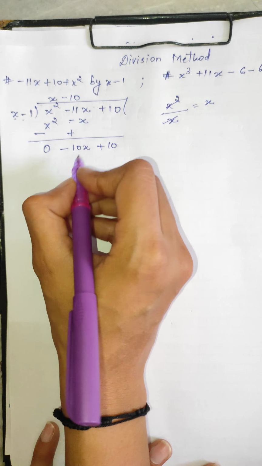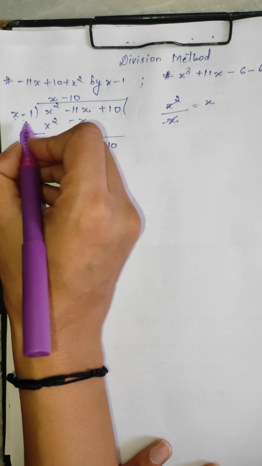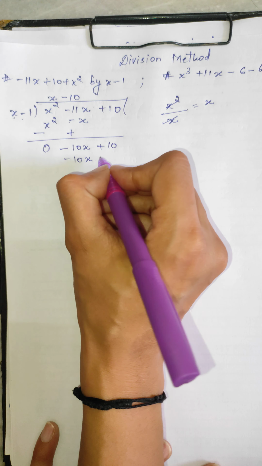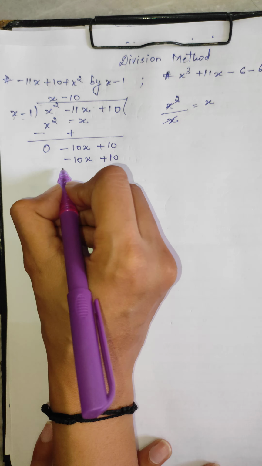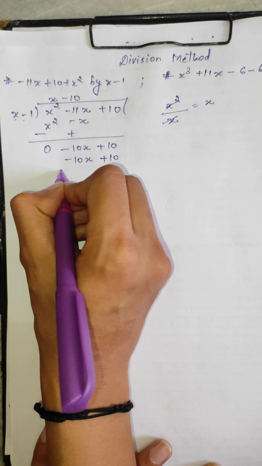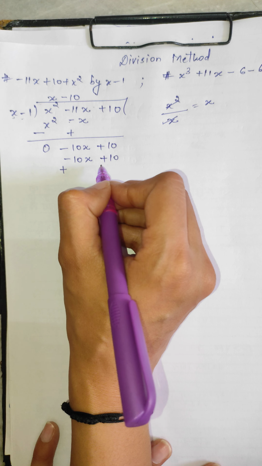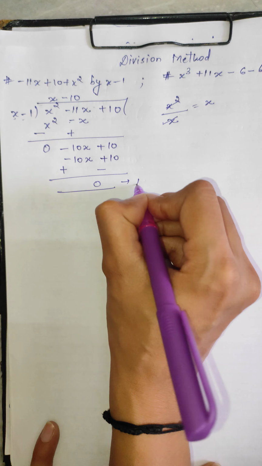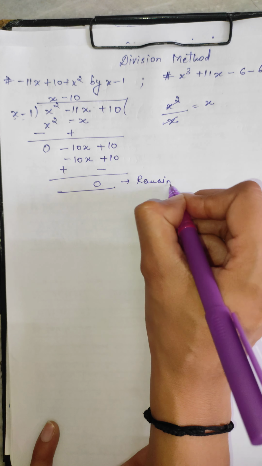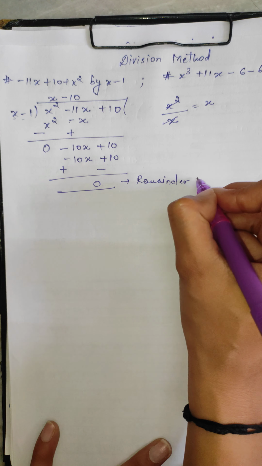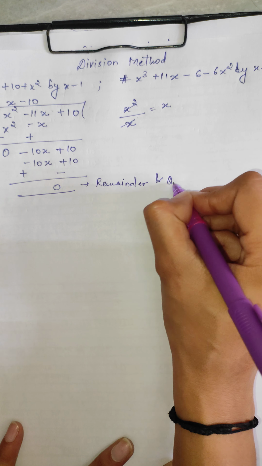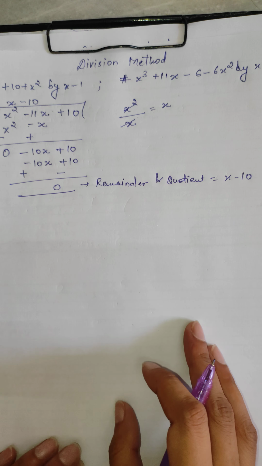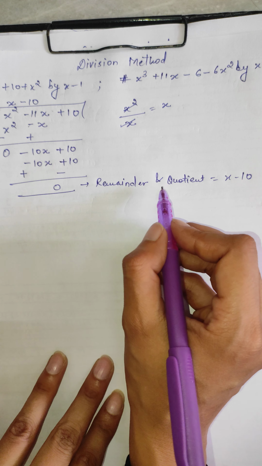Minus 10 multiplied by x, we get minus 10x. Minus 10 multiplied by minus 1 becomes positive 10. So here we have to change the signs. Here we have negative, so we will change the sign to positive. Here we have positive, so we will change it to negative. This becomes 0. So this is our remainder, and our quotient is x minus 10.